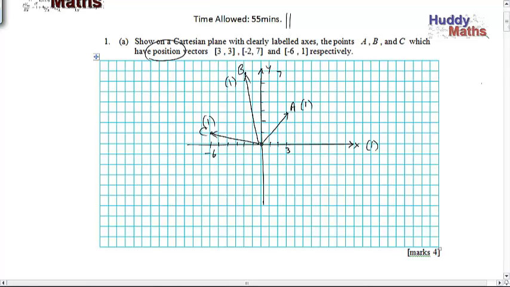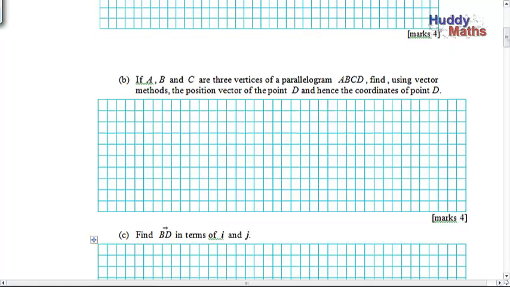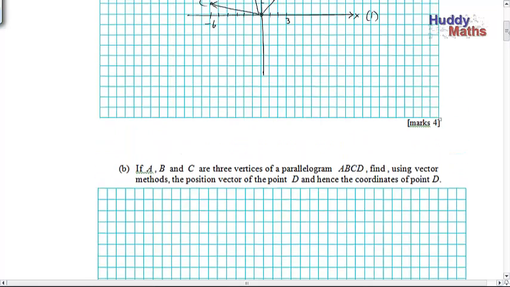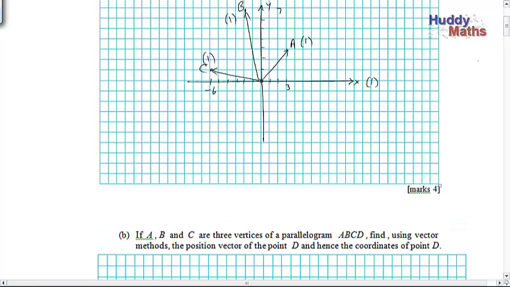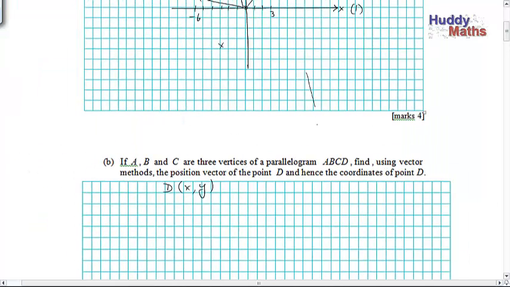All right, come on down and let's have a look at part B. A, B and C are 3 vertices of a parallelogram A, B, C, D. Find using vector methods the position vector of the point D. Well, let's go back and have a look. Let D be the point X, Y. And from above here, D is going to be down here somewhere. We've got to use vector methods, so let's bring that back.